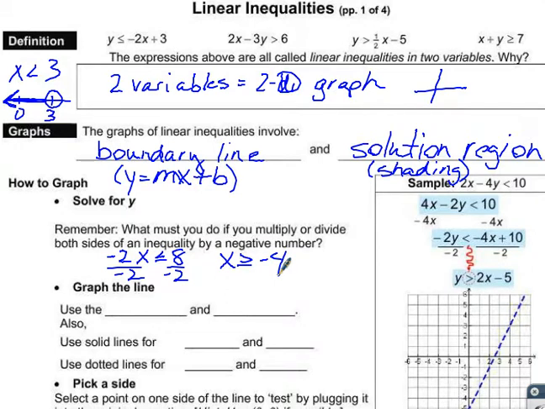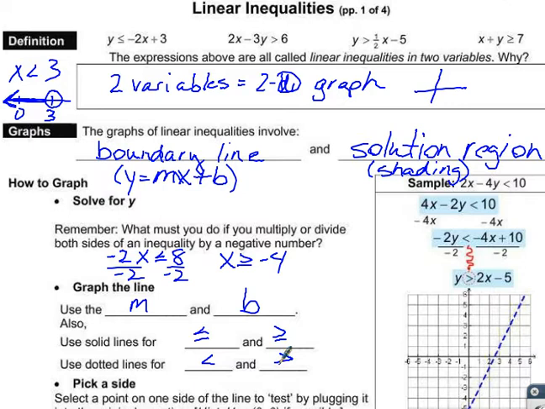All right, to graph the line, we're going to use the slope and the y-intercept. Solid lines are like a closed dot. If you remember, that's when you have an equal sign, so you have a less than or equal to or a greater than or equal to. Use dotted lines when you have an open circle, and remember, that's when you don't have the equal sign.